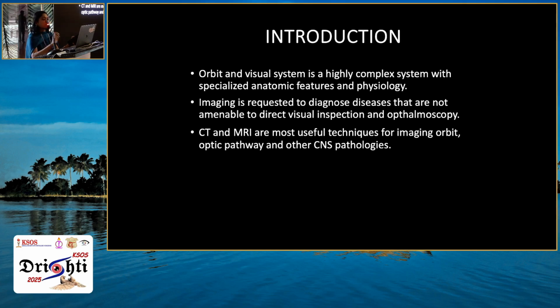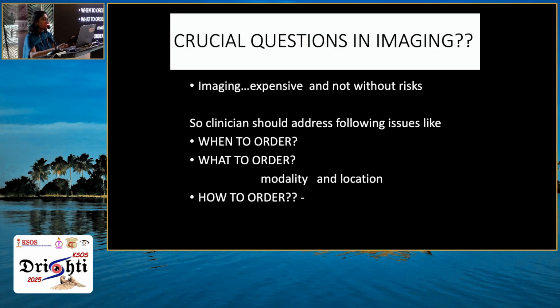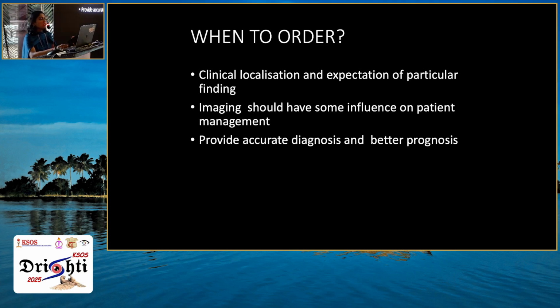So imaging is requested to diagnose diseases that are not amenable to direct visual inspection and ophthalmoscopy. CT and MRI are the most useful techniques for imaging the orbit, visual pathway and CNS pathologies. Imaging is always expensive and not without risk. So clinicians should address the following issues: when to order, what to order, and how to order. Clinical localization and expectation of a particular finding should be there, and imaging should have some influence on the patient's management, and it should provide an accurate and better diagnosis.